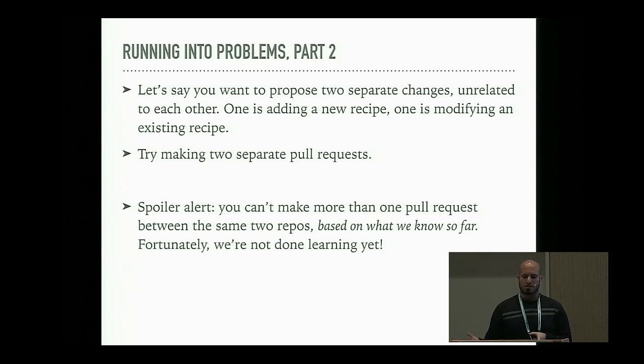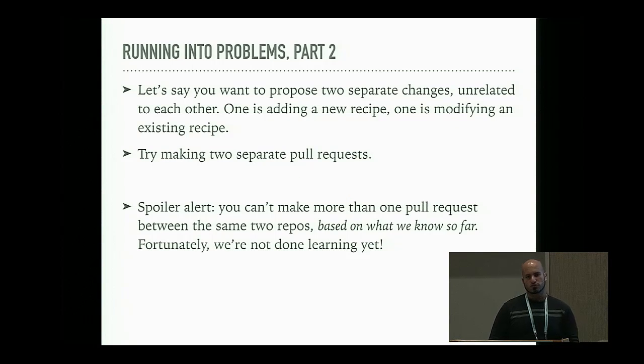So here's the problem. Let's say you want to propose two separate pull requests that are unrelated to each other. One is adding a new recipe, one is modifying an existing recipe. If you try to make two pull requests based on what we know so far, you can't do it. Because the way we've been doing things, once you fork a repo and you send a pull request, that's all. You can't do multiple different requests between two repos. Of course, Git is more flexible than that. And the way that it's more flexible is with this branch model.